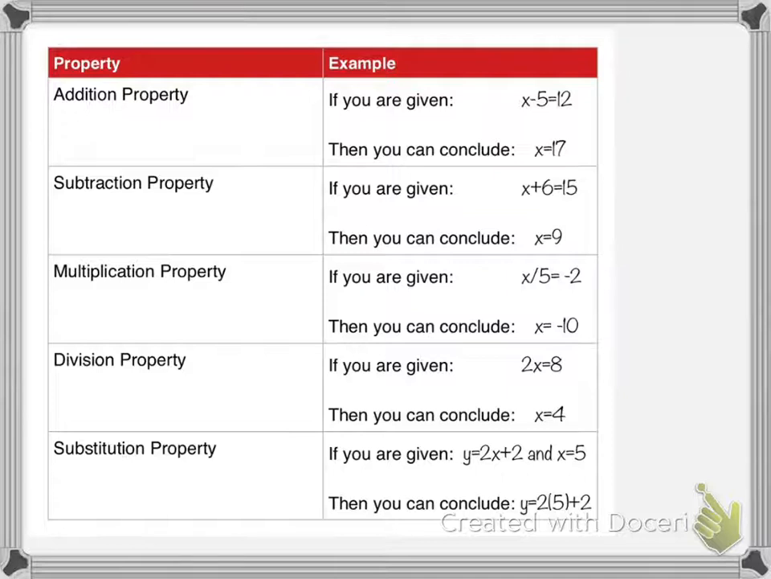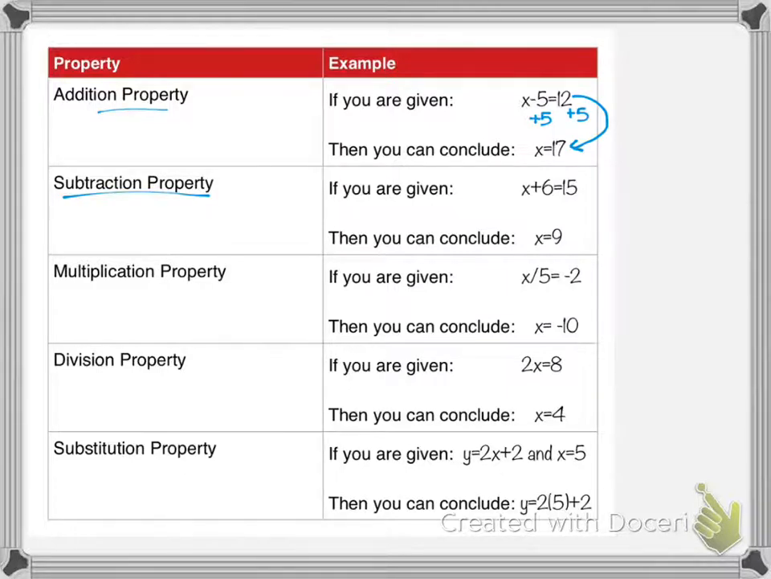So the first is the addition property. If you are given that x minus 5 equals 12, then you can conclude that x is 17. So to know that this is addition property, you have to see what's going on behind the scenes. How did they get to x equals 17? Well, they added 5 to each side. So that is addition property.